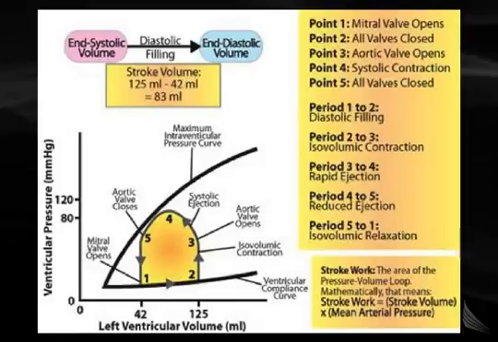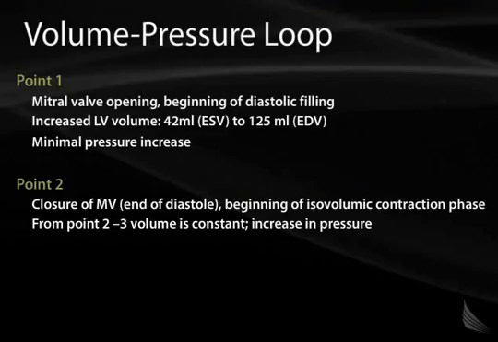At point 4, you have your maximum pressure in the aorta and in the left ventricle. From point 4 to point 5, you have the reduced ejection phase, and at point 5, the aortic valve closes. From point 5 to point 1, you have the beginning of diastole, which is isovolumetric relaxation. These pressure volume loops change greatly as you go from a normal person to a person with, for example, heart failure.